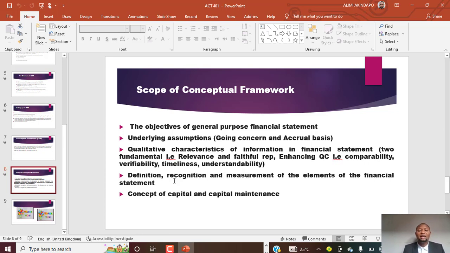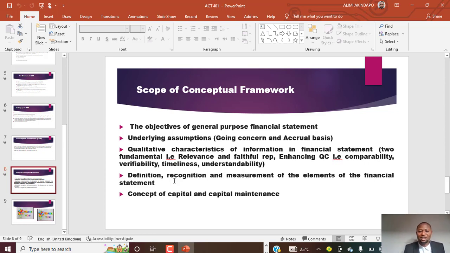That's the accrual basis assumption. Then we have the qualitative characteristics of financial information in financial statements. We have two fundamental qualitative characteristics, that is relevance and faithful representation. Information is relevant if it will assist users in evaluating performance and position of the reporting entity. So relevant information should be able to make a difference in the users' decisions. Then we have faithful representation.